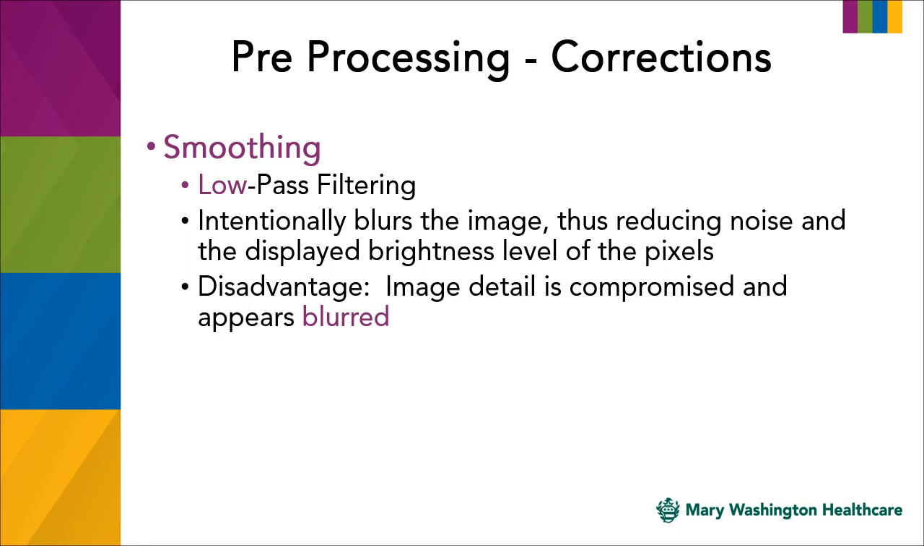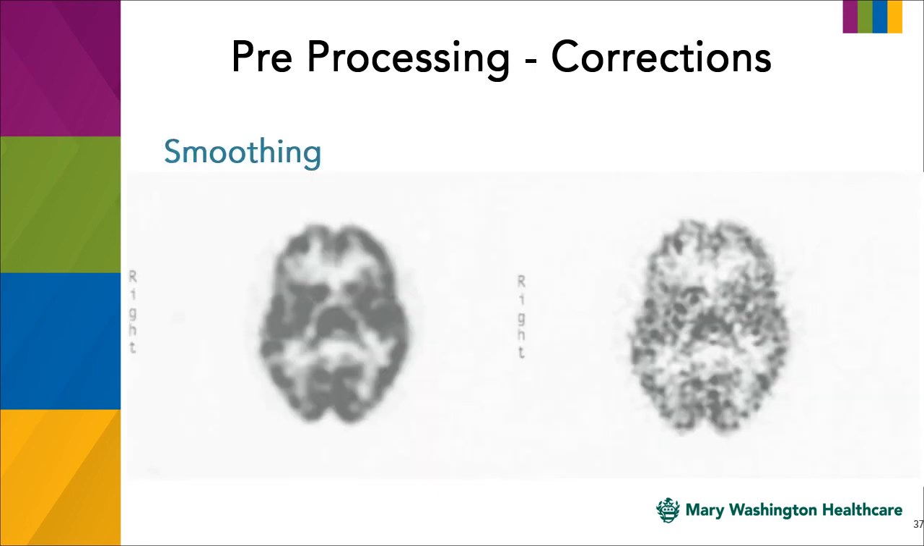Smoothing is low pass filtering. This intentionally blurs the image, thus reducing noise and the displayed brightness level of the pixels. The disadvantage is the details are compromised and appear blurred. The smoothing was applied in the image on the left-hand side.